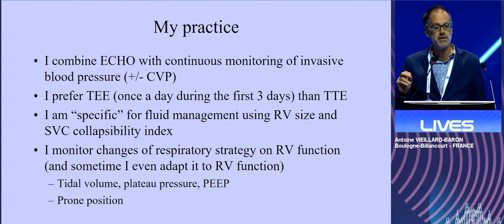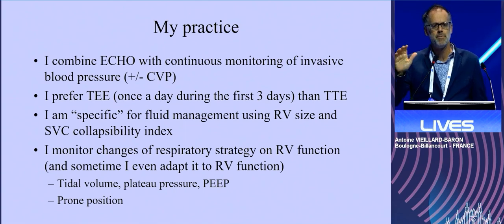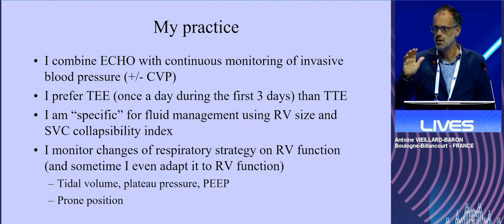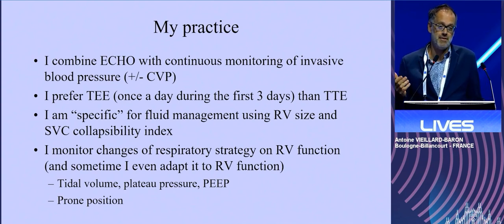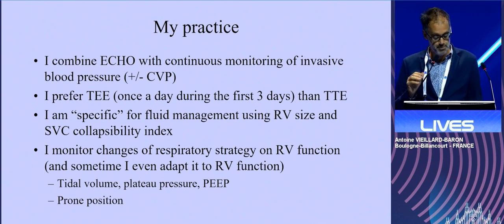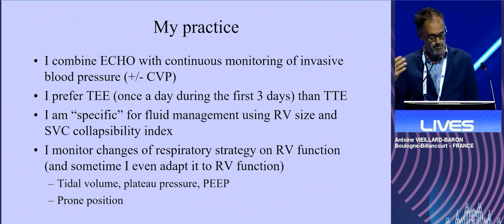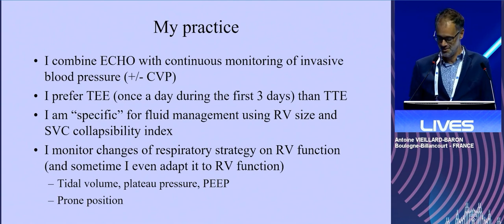I really want to be specific for fluid management, using the IVC size and the SVC collapsibility index. I know that when the IVC is significantly dilated, probably fluid expansion does not matter too much, but at the opposite, when I have collapse of the superior vena cava, probably fluid expansion matters a lot. And I monitor the change of respiratory strategy on RV function, and sometimes the opposite, I even adapt it to the right ventricular function. Could be tidal volume, plateau pressure, PEEP, and of course the effect of prone positioning, as I told you. I thank you for your attention.